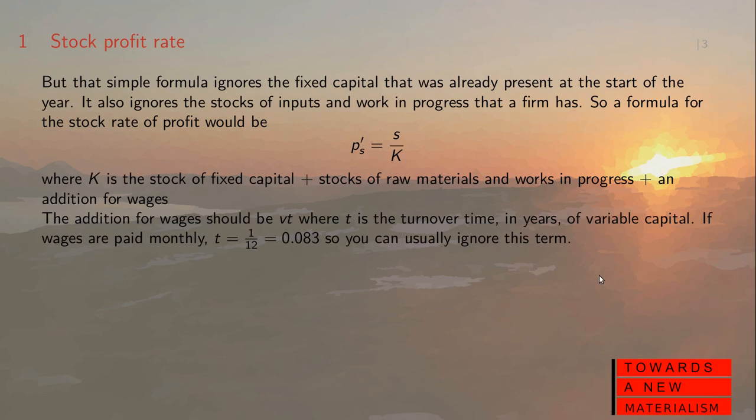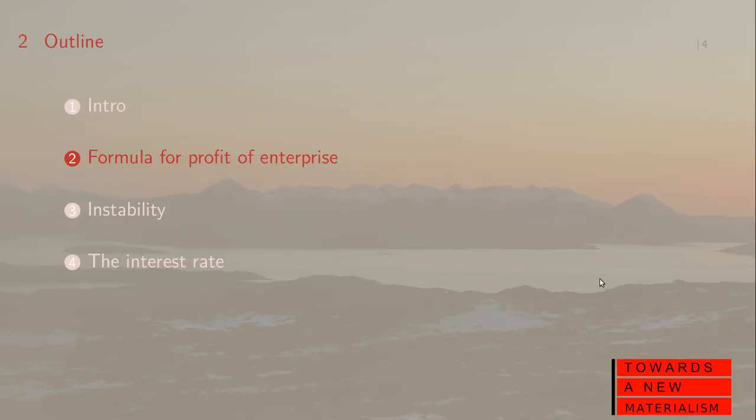The addition for wages should really be V times T, where T is the turnover period in years of the variable capital. If wages are paid monthly, T is 1 over 12, which is 0.083. So you can usually ignore the term for wages. It makes a very negligible difference to the total capital stock. So that's the basic rate of profit.